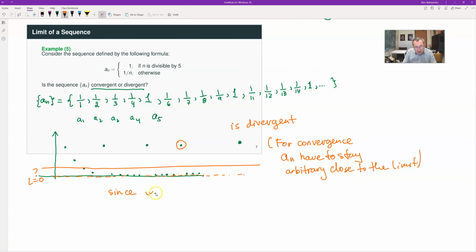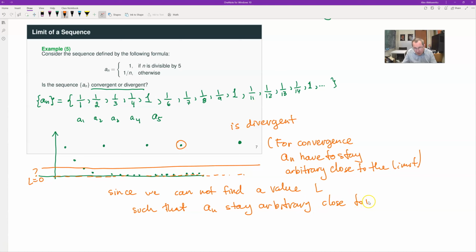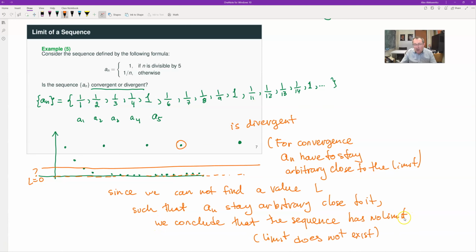So since we cannot find a value L such that the elements stay close to it, we conclude that this sequence has no limit, or the limit doesn't exist. In this case, we say that the sequence is divergent.